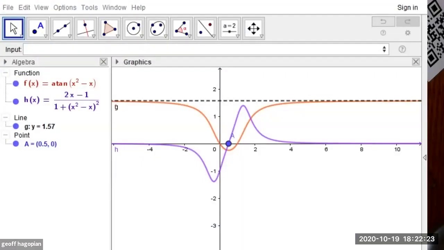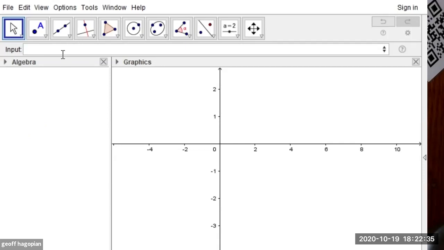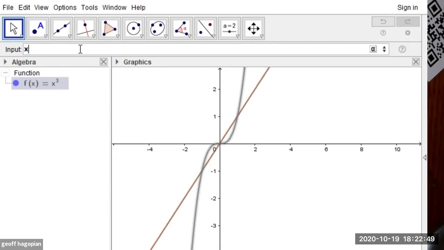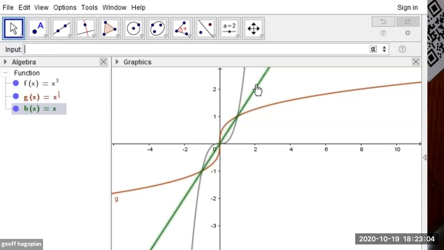So I've got some GeoGebra stuff happening here, which we can erase. And this is gone, and that's gone, and that's gone. And we want x cubed. See how flat it is where it passes the origin? And here is x to the 1/3 power, which is also the cube root, right? And here's the line y equals x, which is the line of symmetry, right? That's not one of the functions.